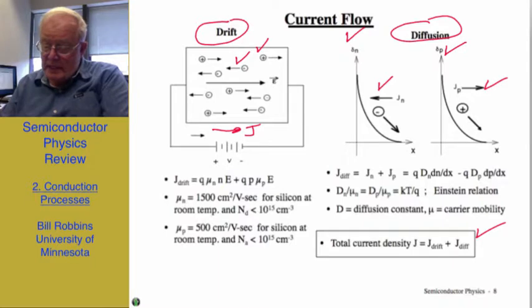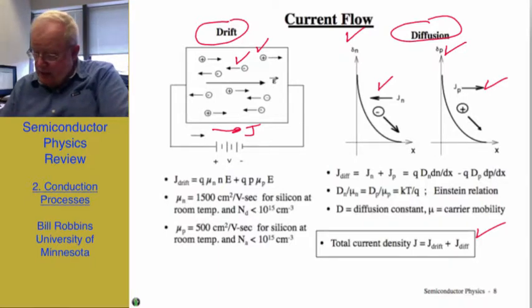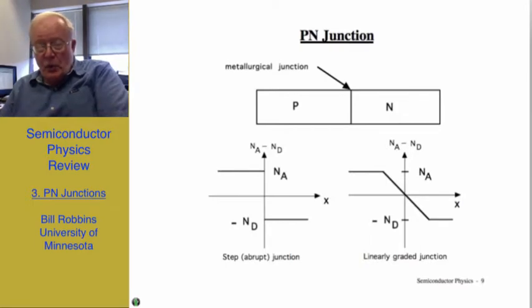We now come to the second topic that I listed, and that is, what is a p-n junction and what are the details of its operation? A p-n junction is nothing more than the interface between a region of p-type material and a region of n-type material. We further distinguish a p-n junction by the nature of what the doping profile looks like.